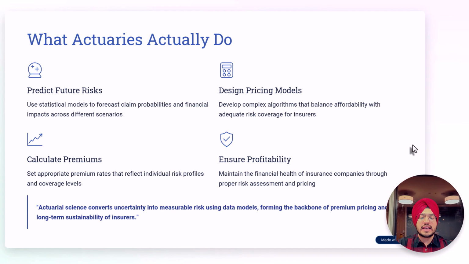Actuarial science converts uncertainty into measurable risk using data models, forming the backbone of premium pricing and long-term sustainability of insurers.